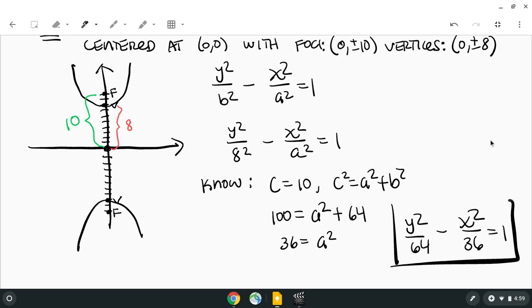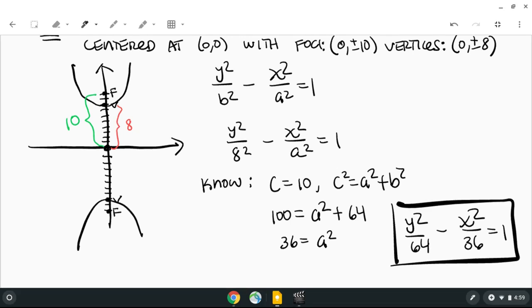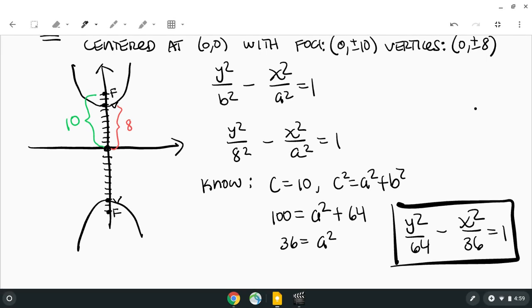So those are the 3 conic sections that we are covering in Chapter 11. Circles, we covered that back a few sections ago.